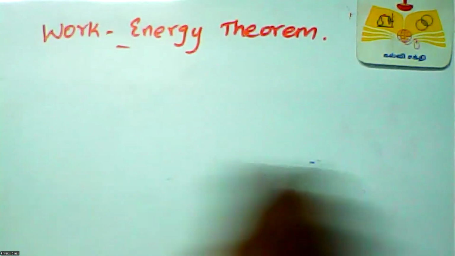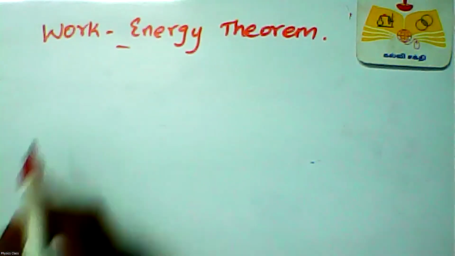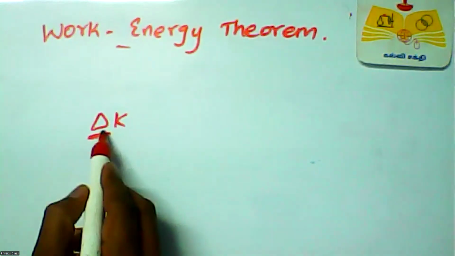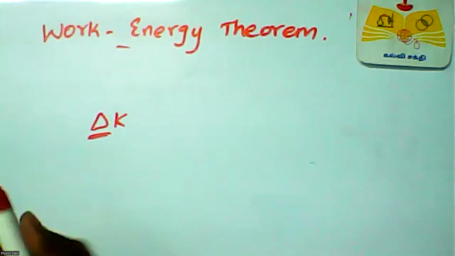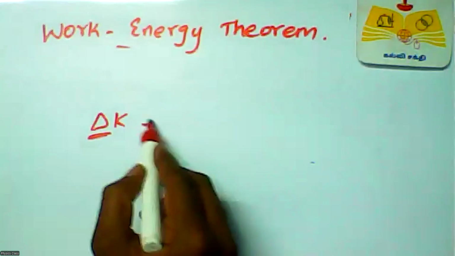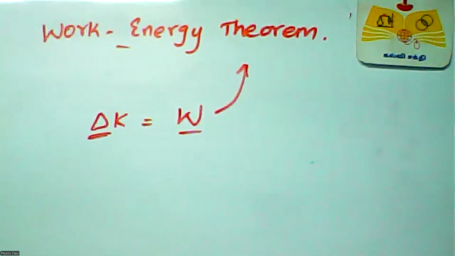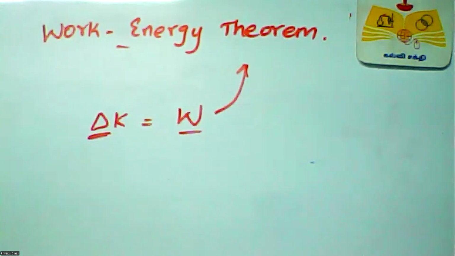Okay. So work energy theorem means change of kinetic energy. That is, I can put delta K. Delta means change, K means kinetic energy. So change of kinetic energy is equal to work done, which is the statement of the work energy theorem. Change of kinetic energy is equal to the work done by the force.